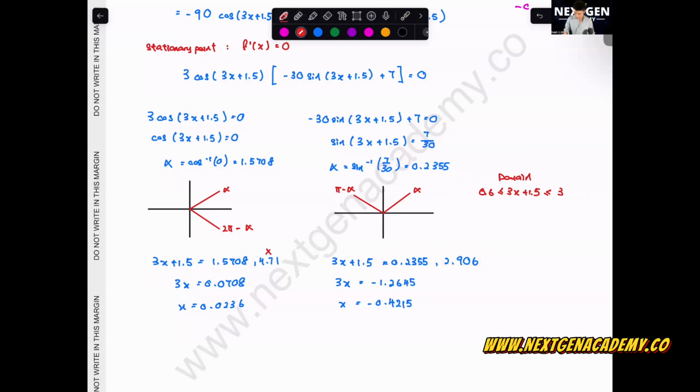Okay, so you see, teacher just not lazy to write down. That's where I make my mistake. Okay, so we'll take the 2.906 minus 1.5. We'll get 1.406. Then you divide this by 3. Okay, need to check for this domain.